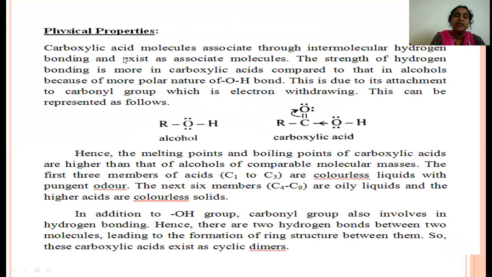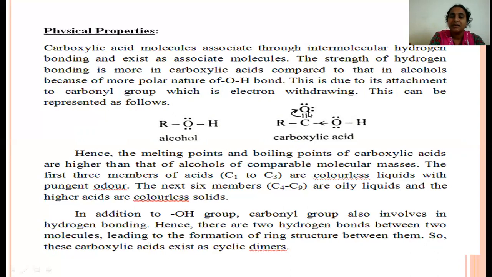And coming to the physical properties of the carboxylic acids. Here, carboxylic acid molecules are associated through intermolecular hydrogen bonding and exist as associated molecules. So carboxylic acids involve intermolecular hydrogen bonding and exist as associated molecules.